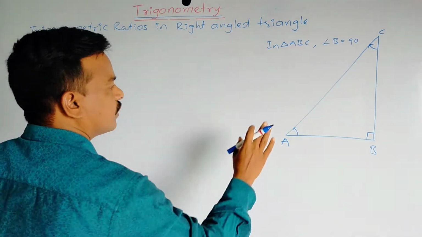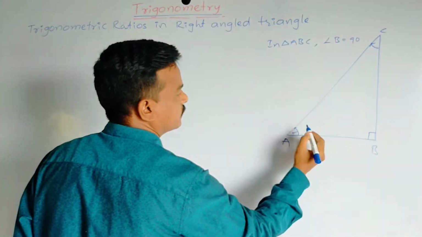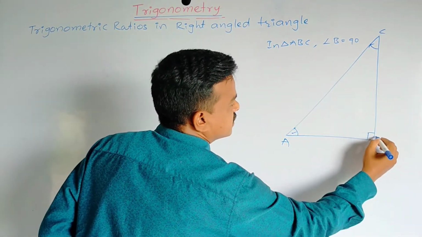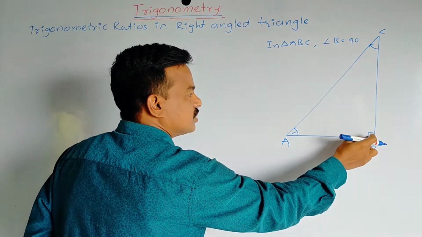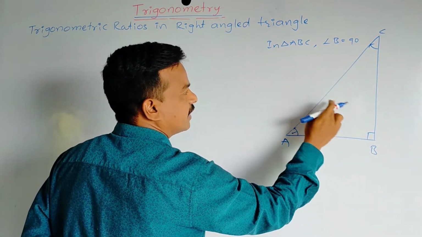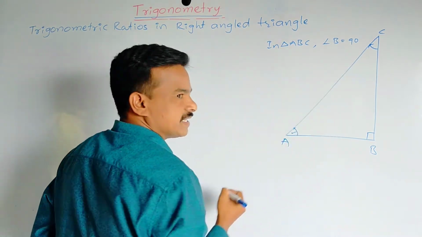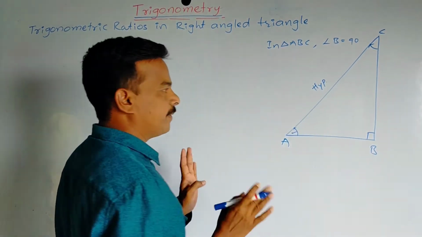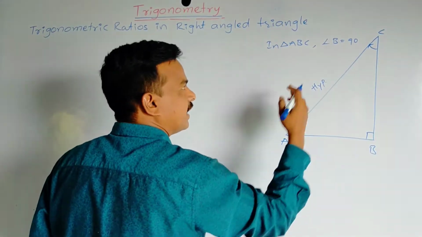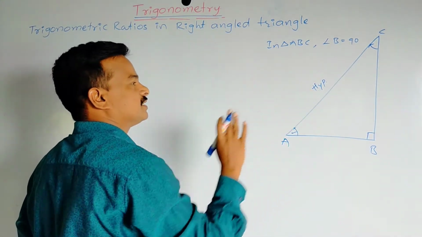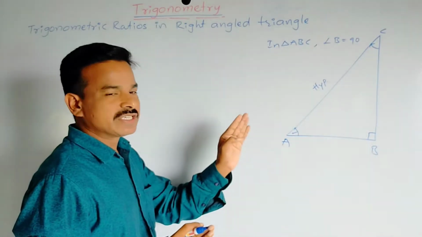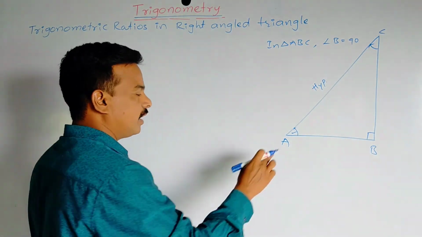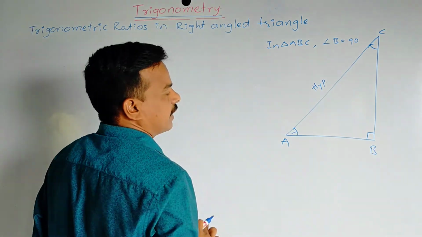Now first we have to take angle A. In this triangle, 90 degrees is angle B, so the side opposite to it is AC. This AC is the hypotenuse. It is always the same according to angle A and also angle C. Hypotenuse is the same, but opposite sides and adjacent sides will change. I will explain that. Now we are taking angle A.